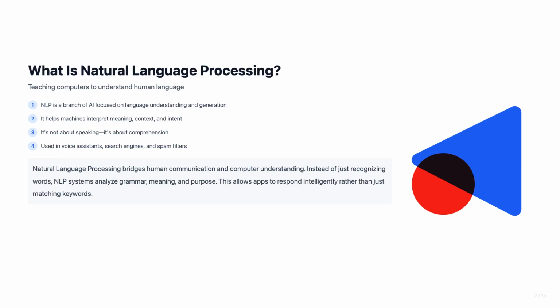Simply put, it's how computers understand human language. Think of it as a language translator between you and a machine. When you type or speak, NLP helps the computer get not just the words, but the meaning behind them. For example, if you write, "I'm frustrated with my order," the system can detect emotion and urgency. NLP isn't just about talking, it's about listening, understanding, and responding wisely. It powers apps you use daily like Google Search, Siri, or email spam filters. So it's less about robots sounding human and more about them getting what we mean.